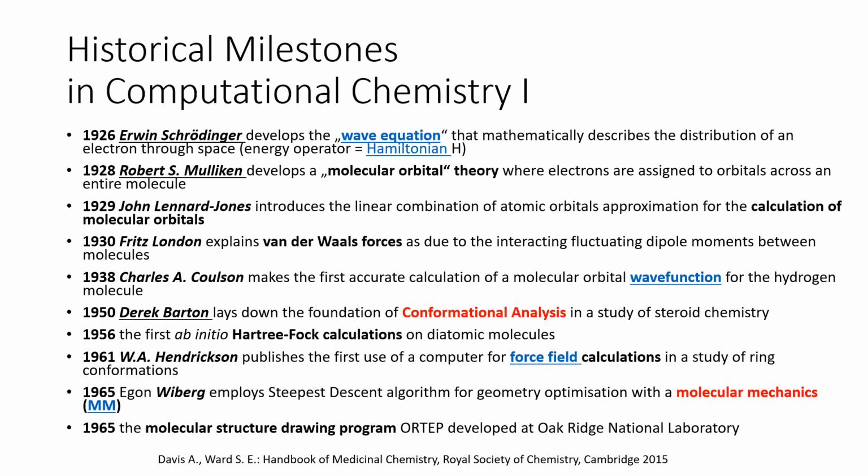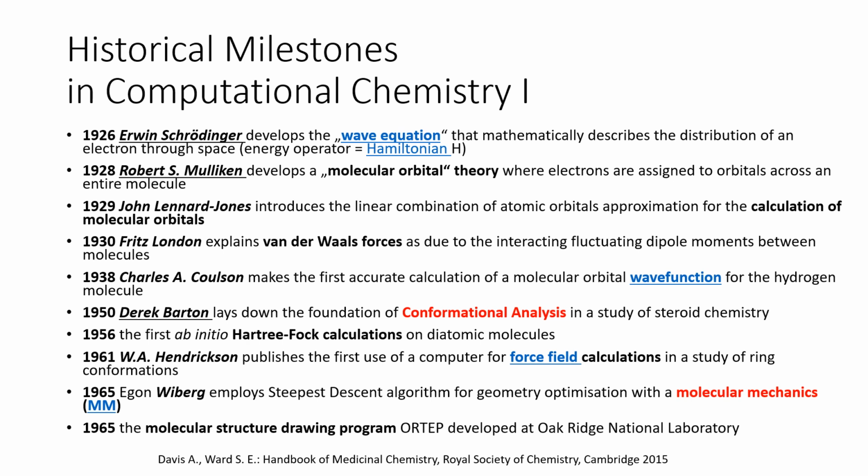In the beginning, I would like to mention some historical milestones in computational chemistry. You do not need to know the precise dates or the years, but you should be aware at least of the centuries. So the history of computational chemistry goes probably 100 years back. It started with Erwin Schrödinger, who developed the wave function that mathematically describes the distribution of an electron through space. The equation involves the so-called energy operator H, the so-called Hamiltonian.